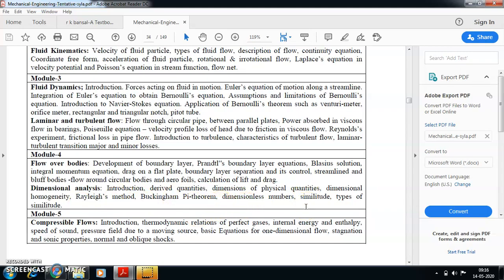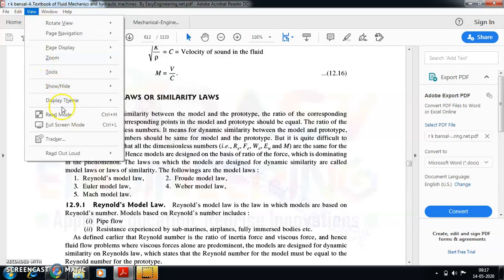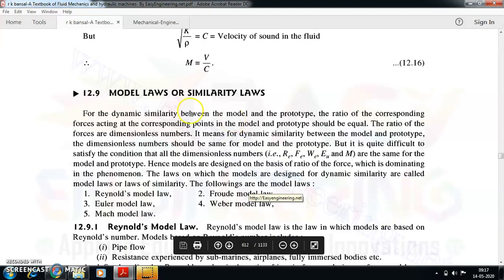When we introduce dimensionless numbers, there is something called model laws, which was included in your previous schemes of syllabus. Without discussing model laws, I personally feel that the concept of dimensionless numbers will be incomplete. So I will cover this part, which is not mentioned in your syllabus also. By chance, if a question out of the range comes, then you will be able to deal with it. Fine. So now, what are these model laws, or you can also call them similarity laws?